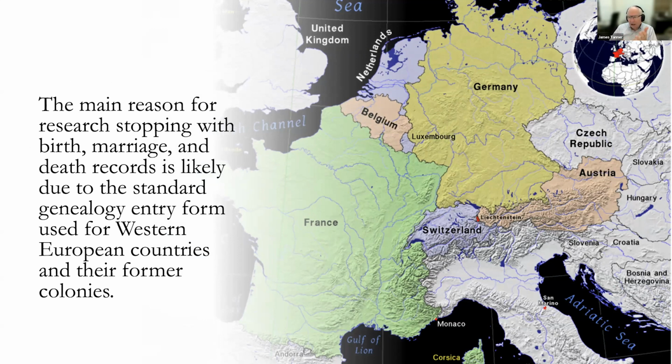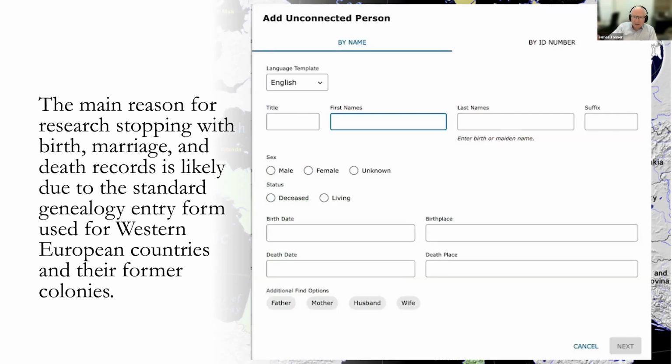So the main reason, and this is just from my own personal observation, that we stop with birth, marriage, and death records is due to the standard entry forms for Western European countries and their former colonies. When we get this form on our screen, it says name. It says something about the sex of the person, whether deceased or living, and you have birth, you have death. And if you scroll down a little further, there's another entry for marriage. That's it. This form, for the most part, asks for those three pieces of information and nothing else.